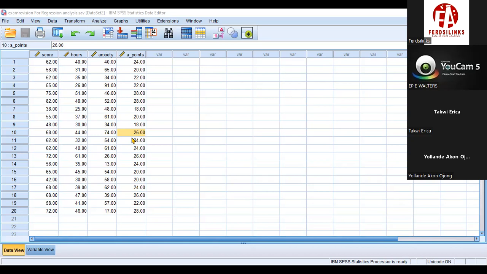But autocorrelation only comes in when we're dealing with time series data. If it's cross-section, we don't have that issue of autocorrelation. So, any question again?